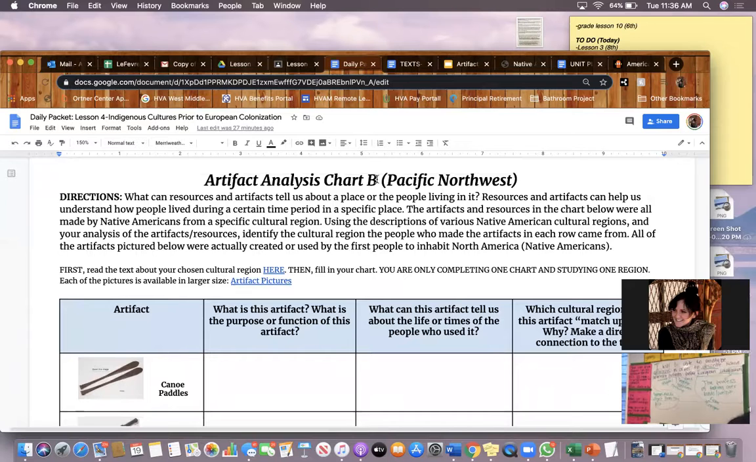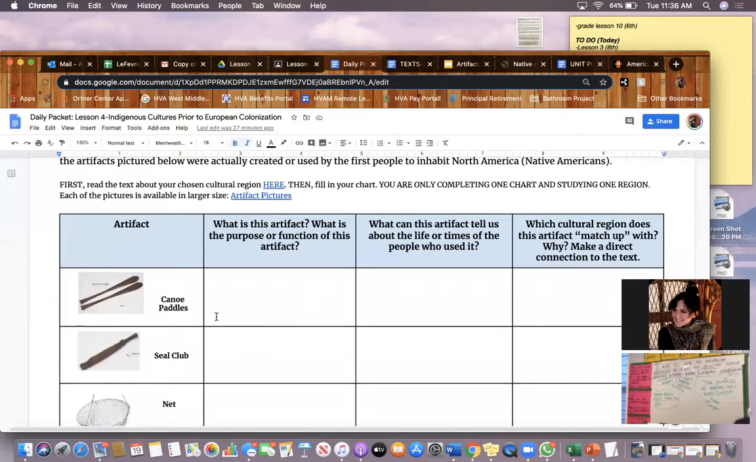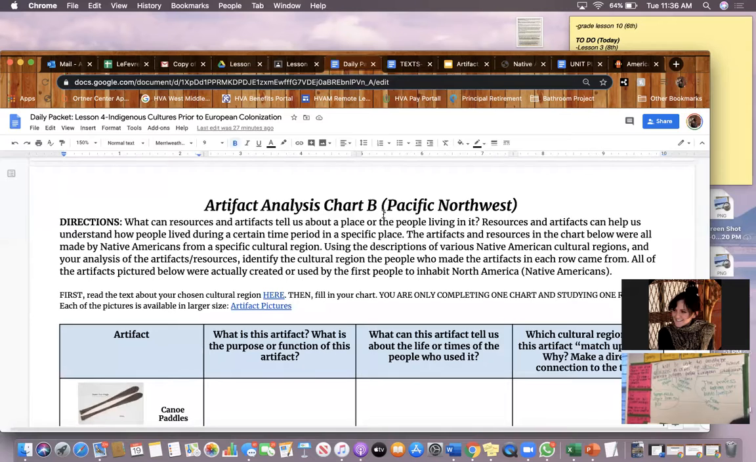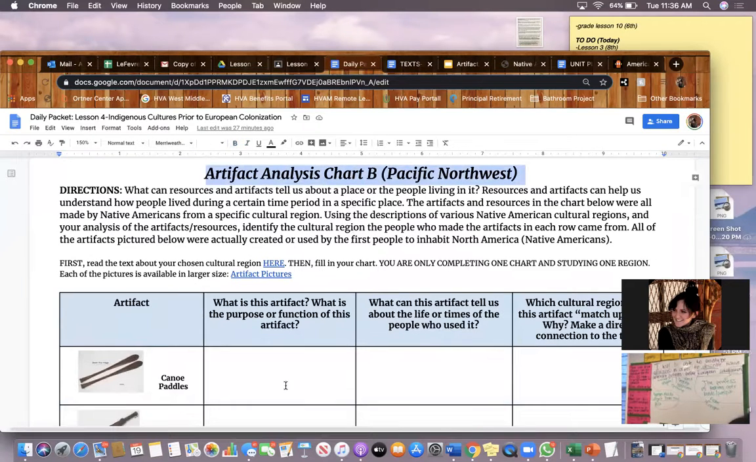Let's say you pick the Pacific Northwest. The artifacts look interesting to you, and you'd like to do Pacific Northwest. That's great. That means you are only filling in chart B. Any additional chart that you complete is considered extra credit. We are working on this for 2 days. This is a 2-day lesson.